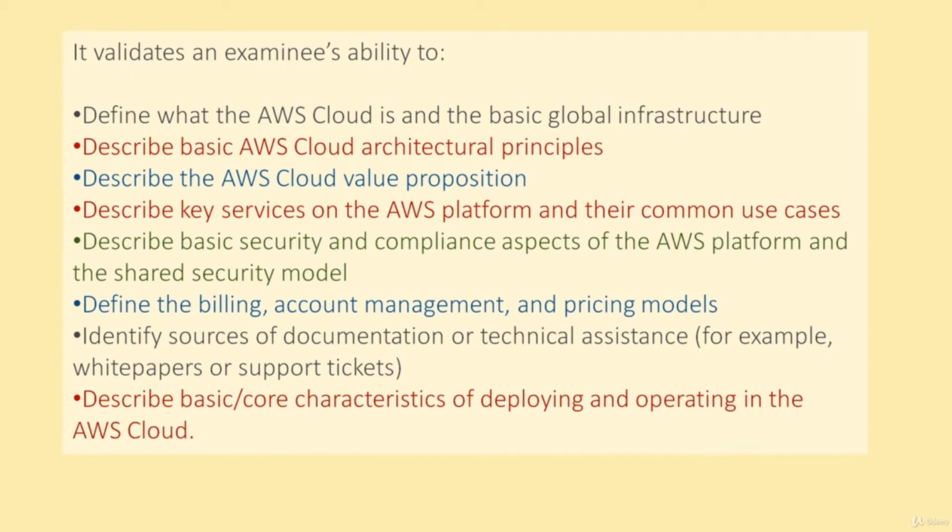You have a basic understanding of the security and compliance aspects of the AWS platform and the shared security model. You should be able to define billing, account management, and the pricing model. You could optimize the pricing, reduce utilization, upgrade as your demand grows, minimize the cost, and maximize the output. You have to identify different sources of documentation and technical assistance, such as white papers and support tickets. You could raise support tickets in case of any trouble, and the AWS team would be available to support your scenario. You could be able to describe the basic core characteristics of deploying and operating on the cloud.